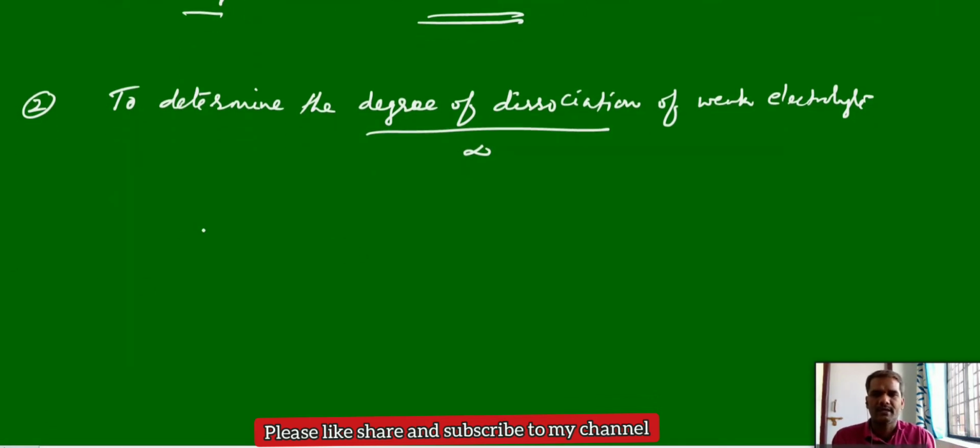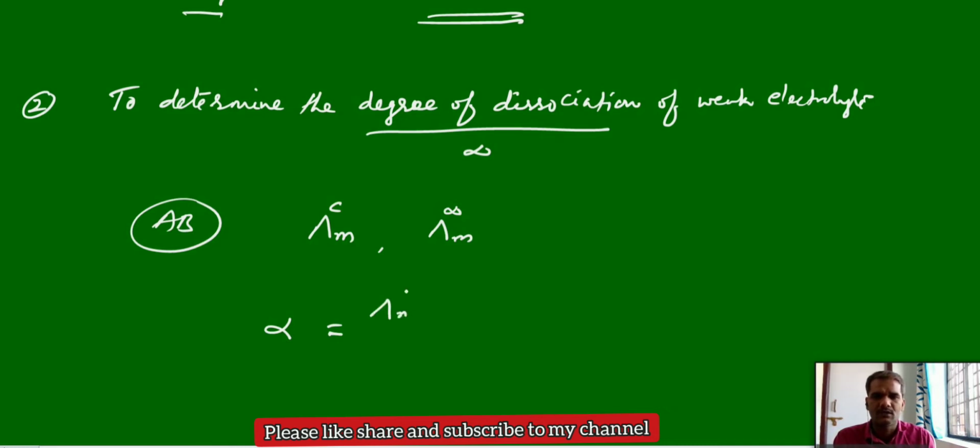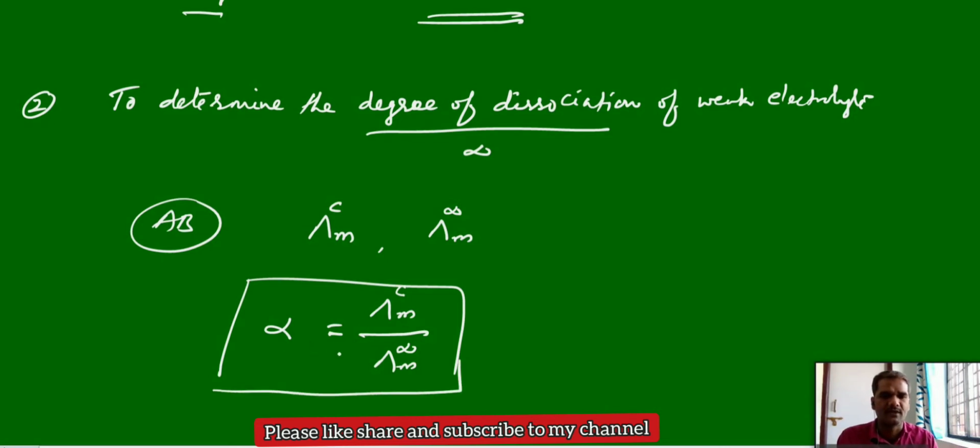If they give the molar conductance, let us take a weak electrolyte, some AB. For this weak electrolyte, the molar conductance at concentration C is lambda MC, and the molar conductance at infinite dilution is lambda infinity. Then by using these two, we can calculate the degree of dissociation. Alpha is equal to the molar conductance at concentration C by the molar conductance at infinite dilution. Yes, you can remember this formula.